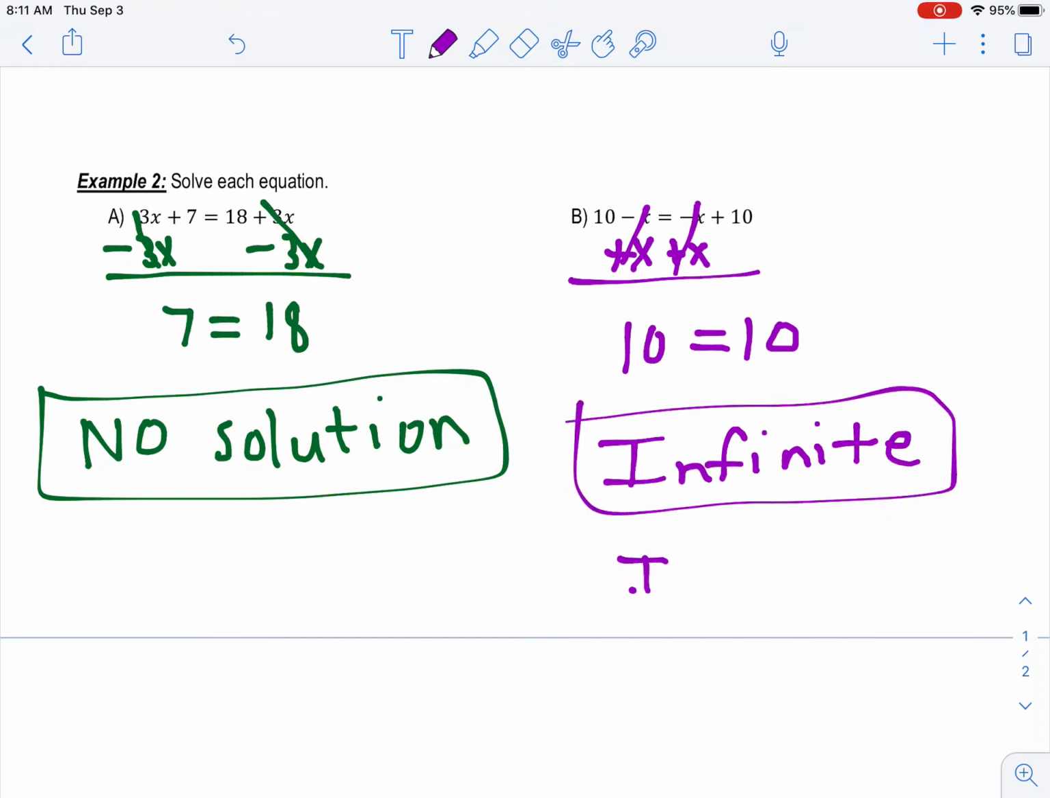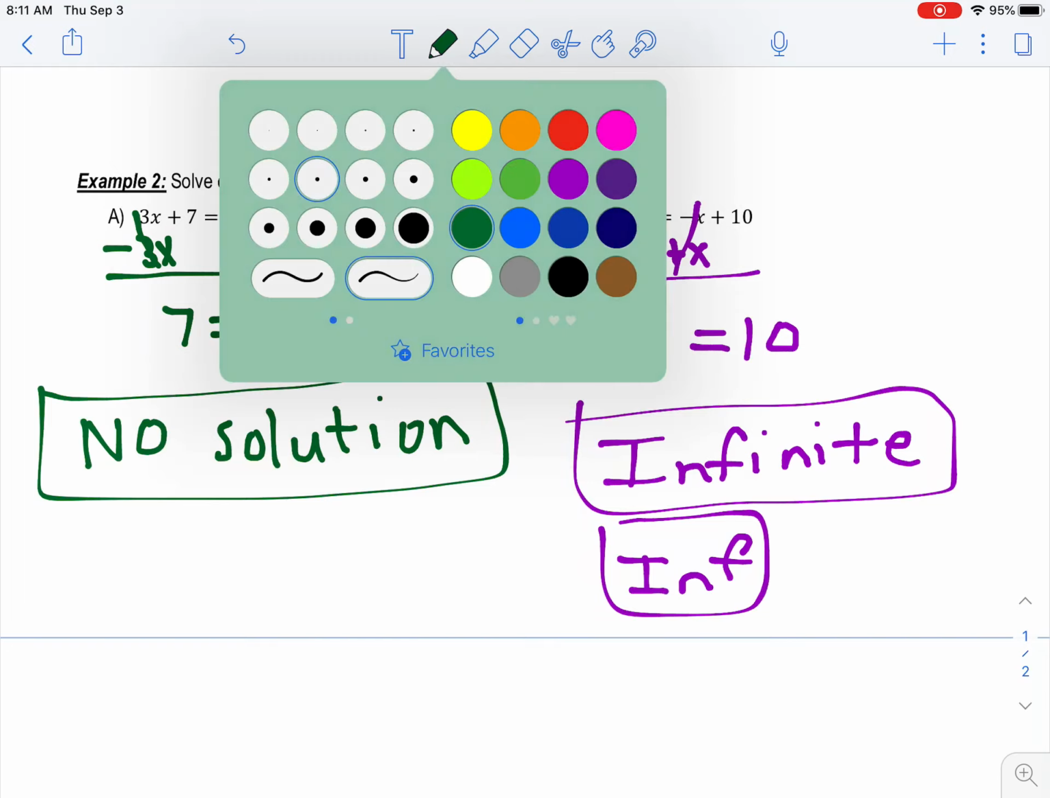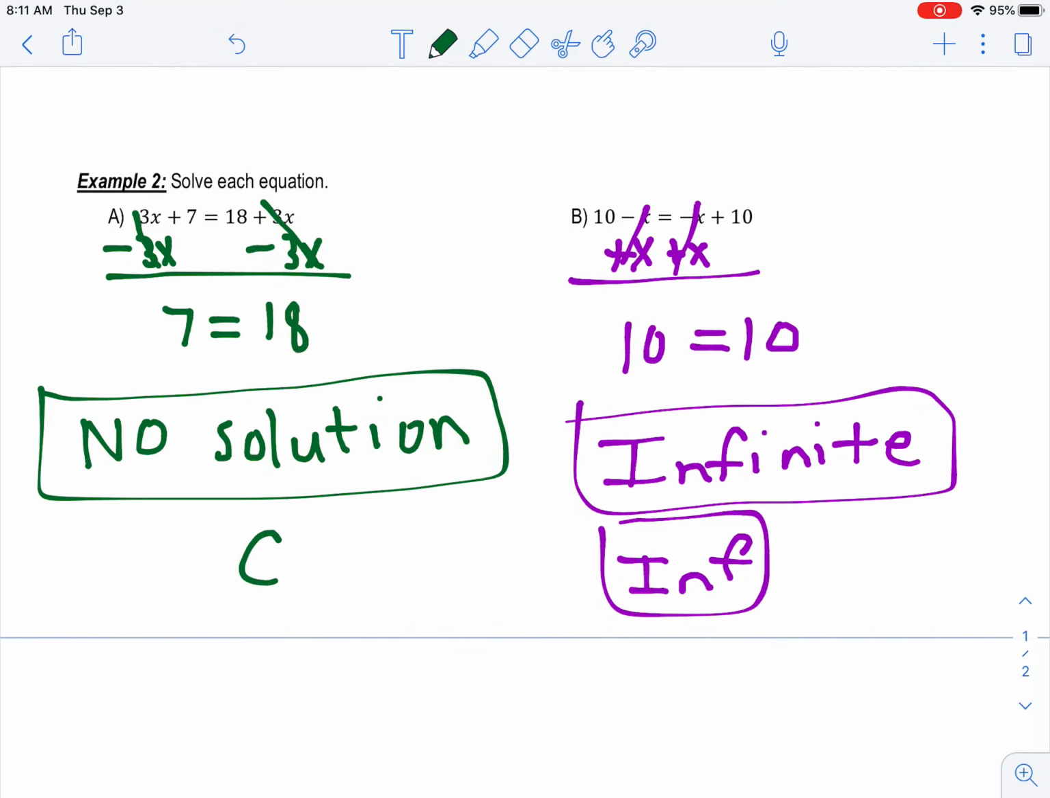When we write infinite, we don't have to write the whole word, we can abbreviate it. Same thing with no solution. If you don't want to write the whole word for no solution, you can use the symbol of a 0 with a line through it. That stands for no solution also.